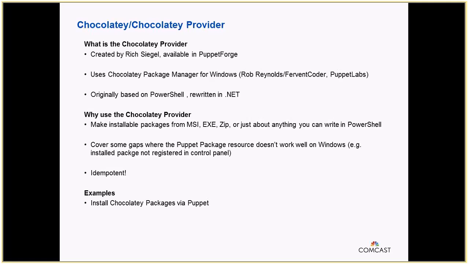Chocolatey itself was written by Rob Reynolds. He's now a PuppetLabs employee. I think he's a fervent coder on GitHub and such. There's the provider, which lets you hook Chocolatey into Puppet, and that was written by Rich Siegel. It's in the Puppet Forge. Chocolatey itself was originally written in PowerShell based on NuGet. It's been rewritten recently in .NET. It's a lot faster.